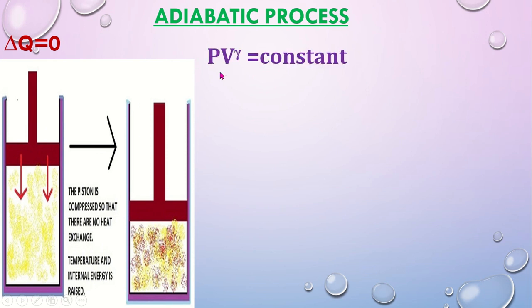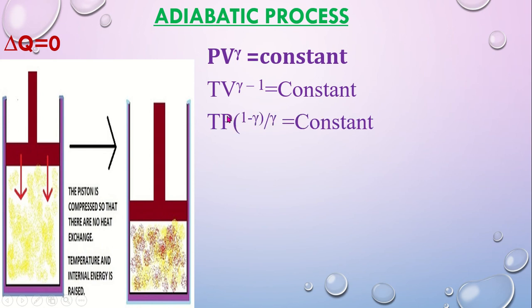So for an adiabatic process, the relation between pressure and volume can be written as PV to the power gamma equal to constant, because different gaseous substances have different values of gamma. So that gamma is used as the power of the volume, and the relation between temperature and volume is TV to the power gamma minus 1. And TP to the power (1 minus gamma) by gamma equal to constant.